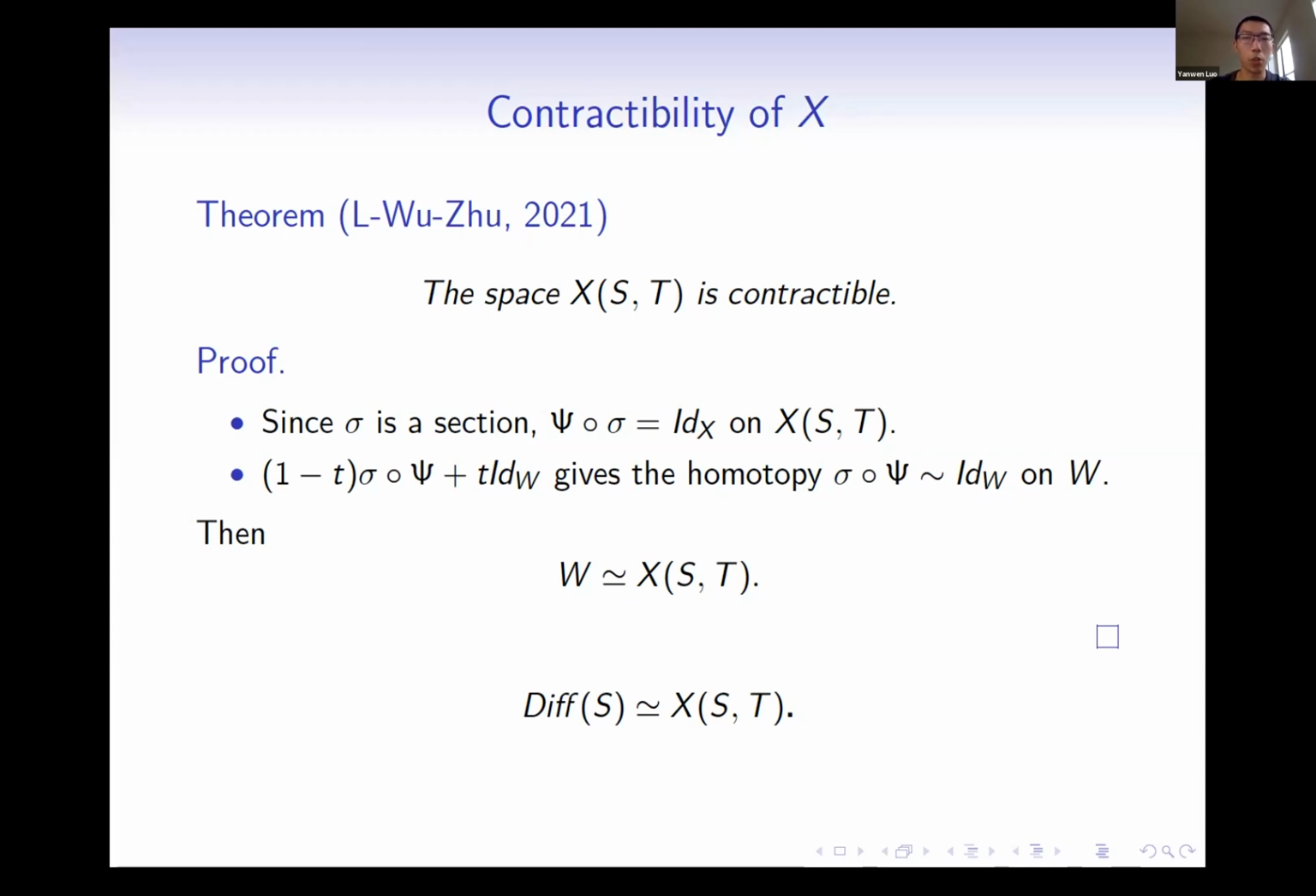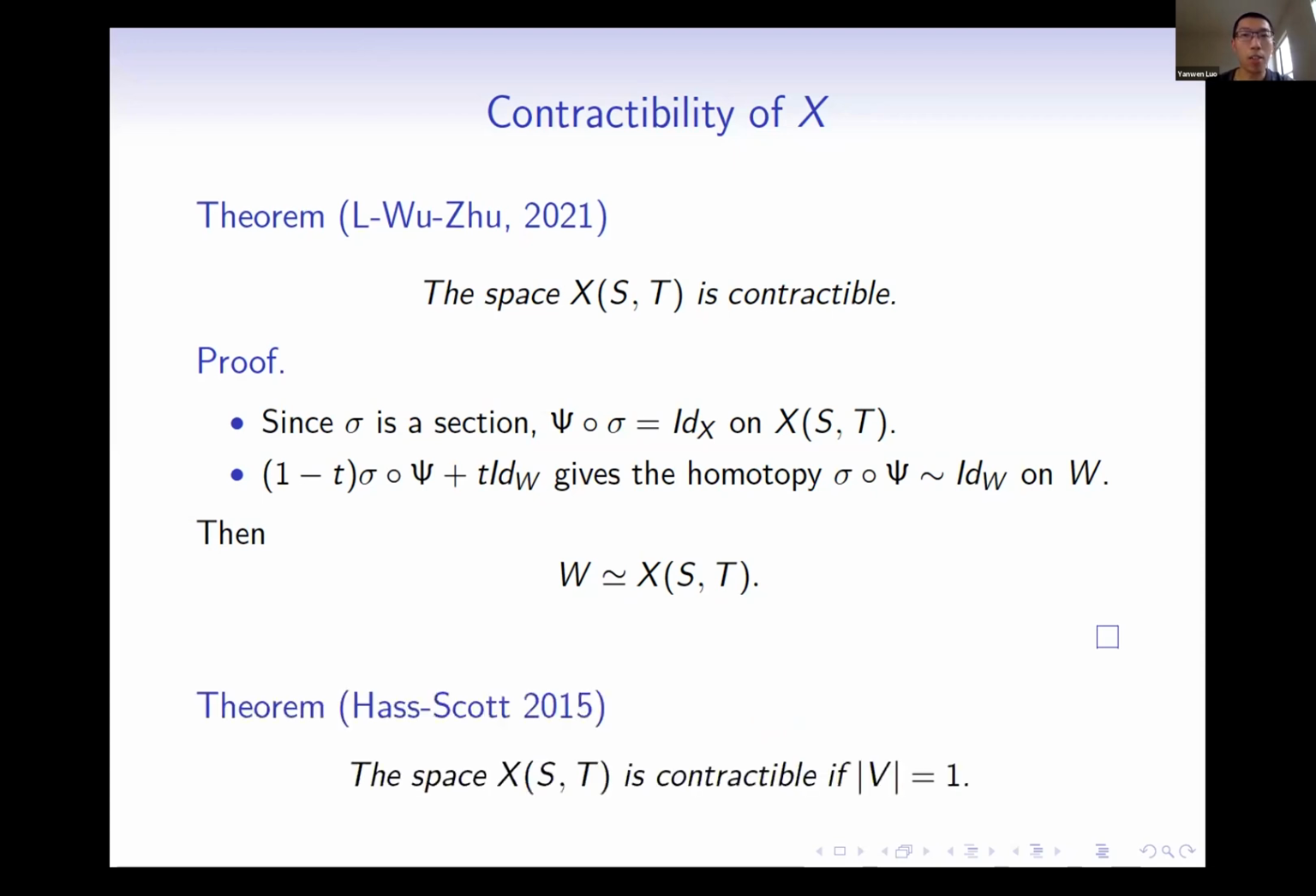And here the discretization of the space of geodesic triangulation is also contractible. So this again shows us that the space of geodesic triangulation is a reasonable discretization for the diffeomorphism group. Okay, and this is actually not the first result. In the same paper by Joe and Peter, they show that the space of geodesic triangulation is contractible if the triangulation is a one vertex triangulation.